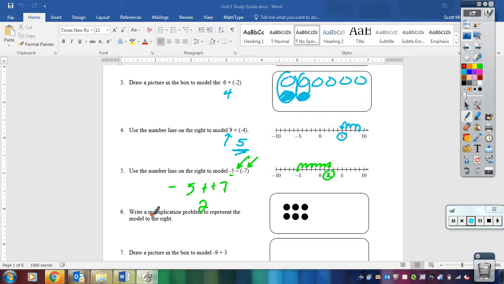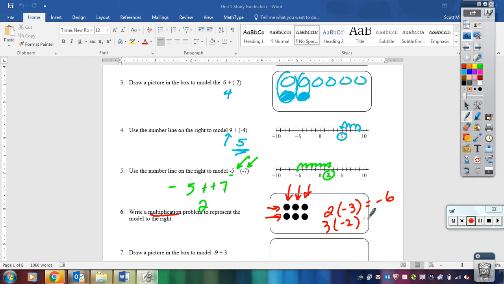Number 6 asks you to write a multiplication problem to represent the model to the right. There are 2 answers that we would have accepted. We could say that there's 2 rows of 3 negatives, so 2 times -3. Or we could say that there's 1, 2, 3 rows of -2. In either event, this product is -6.